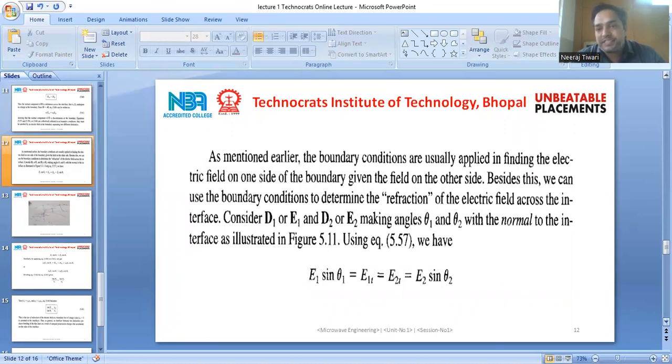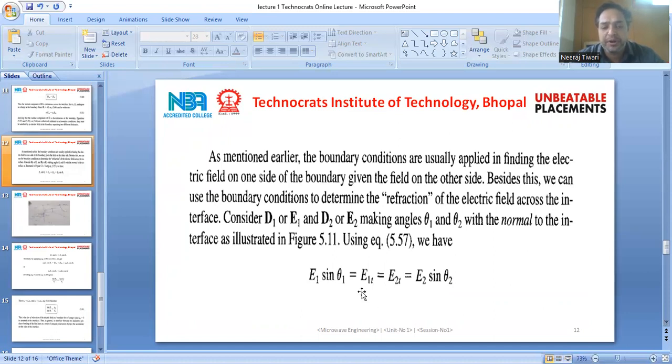Now what is the second use of boundary condition? The second use of boundary condition is to determine the law of refraction of electric field intensity across the boundary. So when you are determining the law of refraction, you can use the boundary condition.